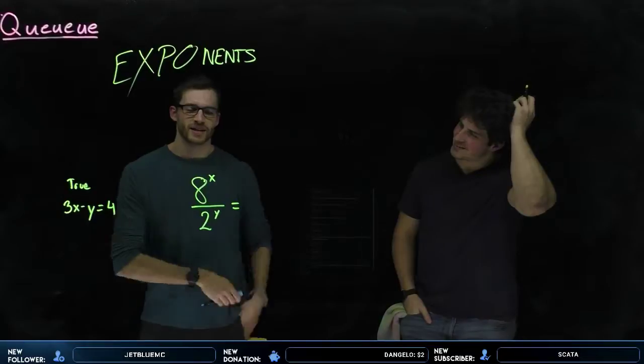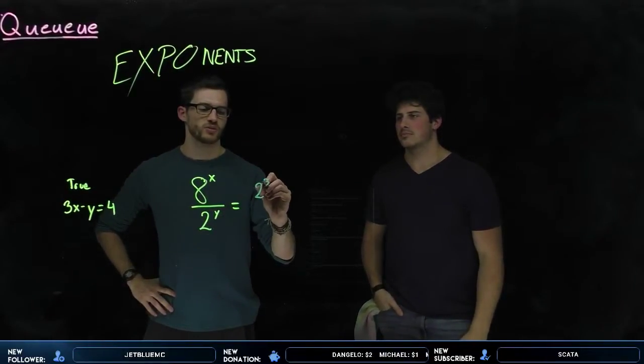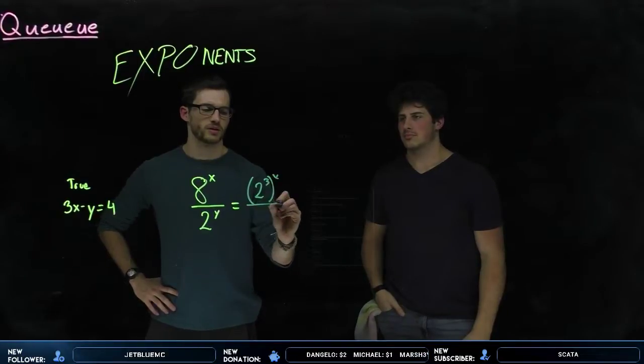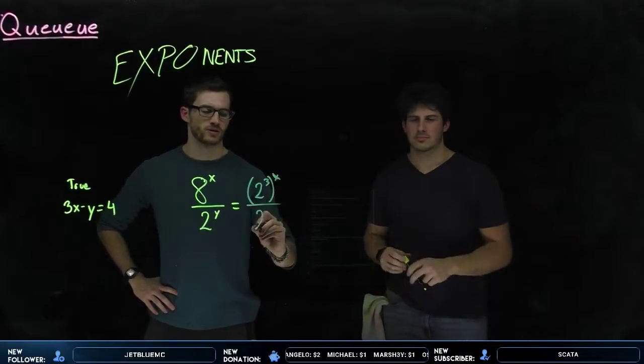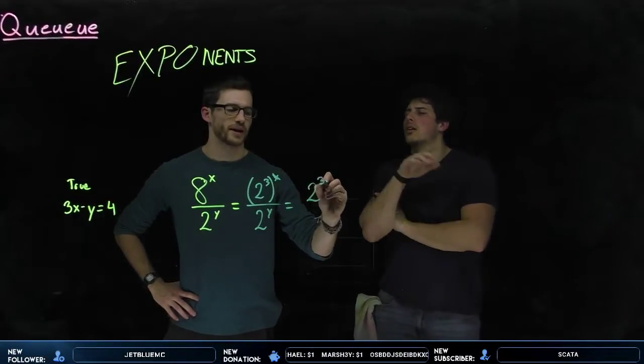We want this 8 to become a 2, so we're going to rewrite this as 2 cubed to the x power over 2 to the y power. This, with the power rule, is 2 to the 3x power.